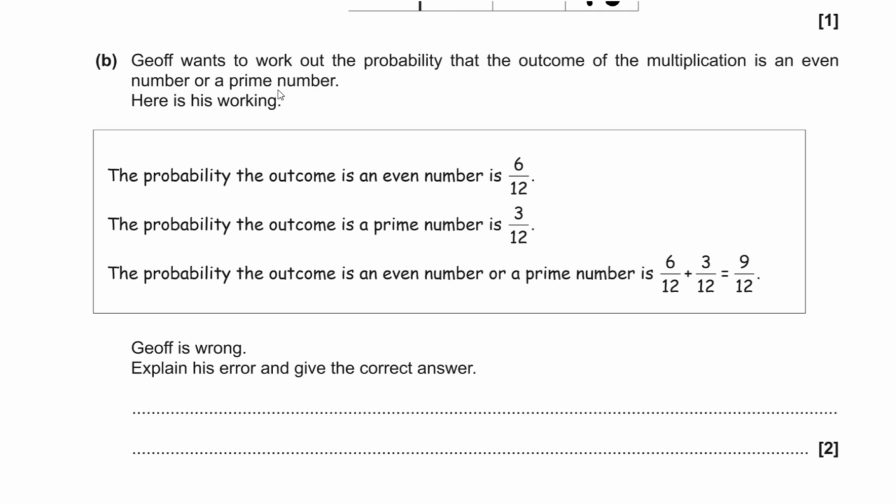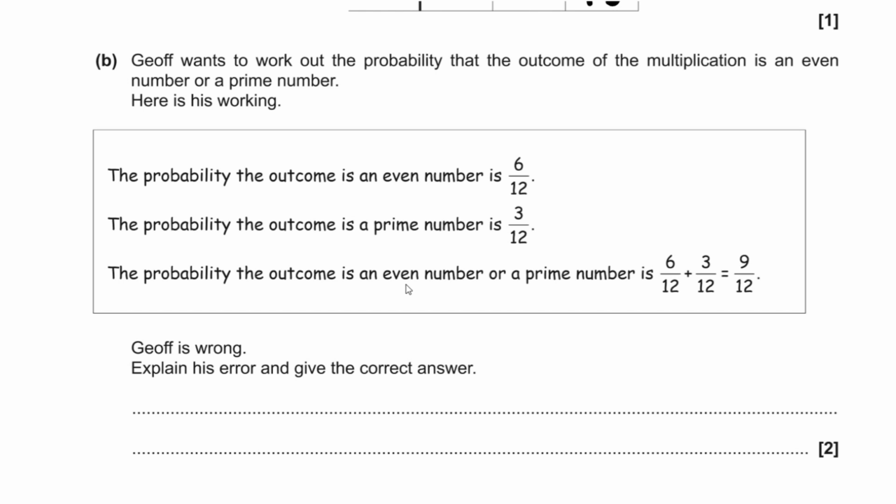Part B. Jeff wants to work out the probability that the outcome of the multiplication is an even number or a prime number. Here is his working. The probability the outcome is an even number is 6/12. The probability the outcome is a prime number is 3/12. The probability the outcome is an even number or a prime number is 6/12 plus 3/12 equals 9/12. Jeff is wrong. Explain his error and give the correct answer.